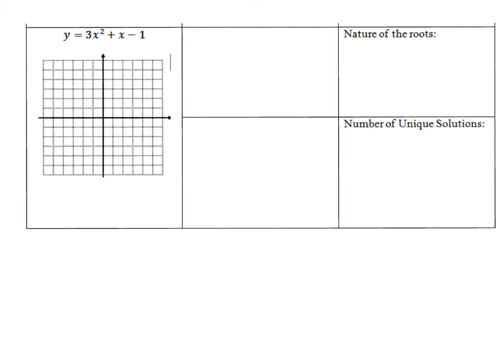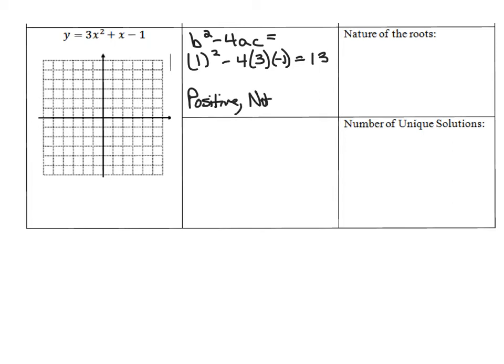Now let's go to example number 3, y equals 3x squared plus x minus 1. Solve for the discriminant, b squared minus 4ac. So in this case, b is equal to 1, so 1 squared minus 4 times 3 times negative 1. And that's giving me an answer of 13. Now 13, while it is positive, is not a perfect square.